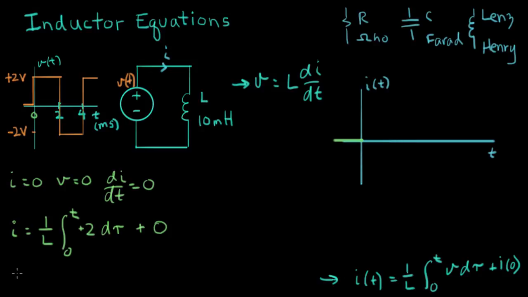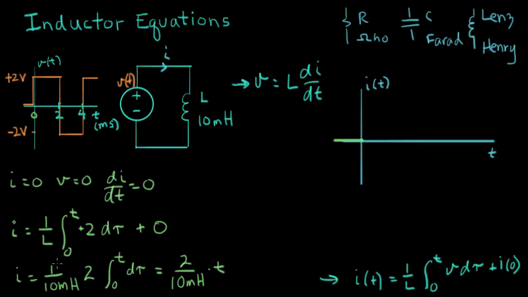Let's keep working on this. We can say that I equals 1 over 10 millihenries times, the 2 comes out of the integral. And now it's the integral from 0 to t of d tau. The 0 goes away. That equals 2 over 10 millihenries times what? What's this integral evaluate to? It evaluates to t. The integral of d tau between 0 and t is t minus 0, or just plain t.